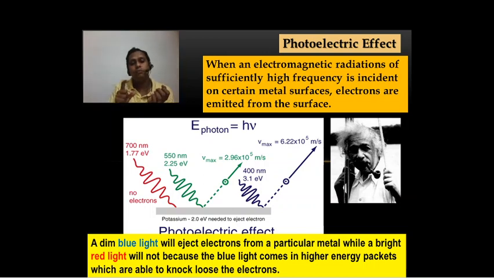Okay, so a dim blue light can eject electrons from the metal surface, but suppose the intensity is very high, very high intensity red light cannot eject electrons from the metal surface because its energy is low, even though the intensity is large. Even if the intensity is large, the energy is very low, so electrons cannot be ejected from this metal surface. Okay, I think it is very clear.